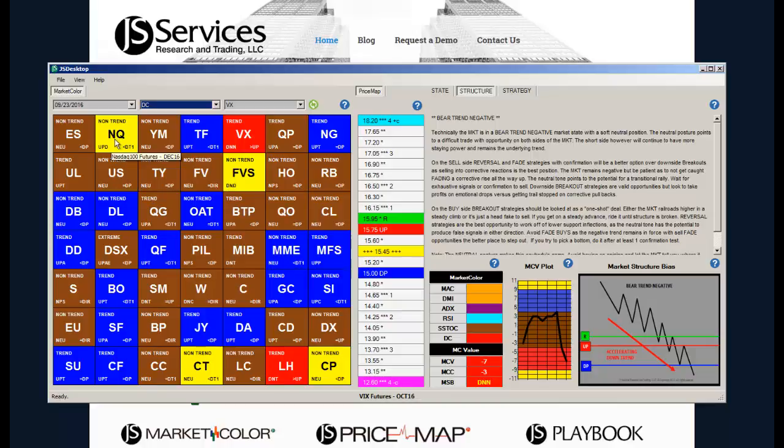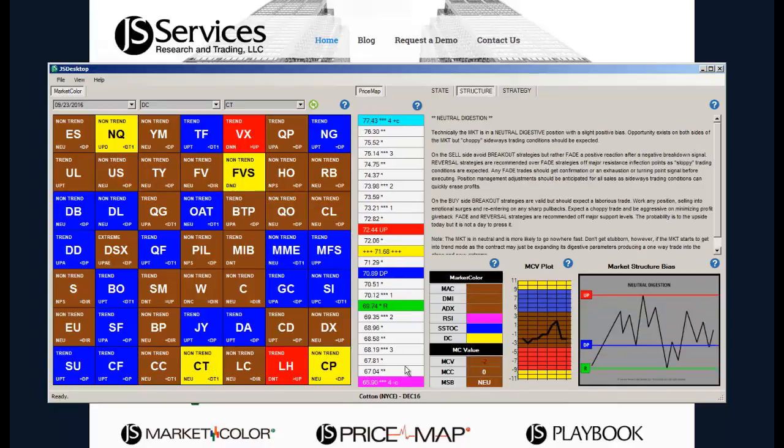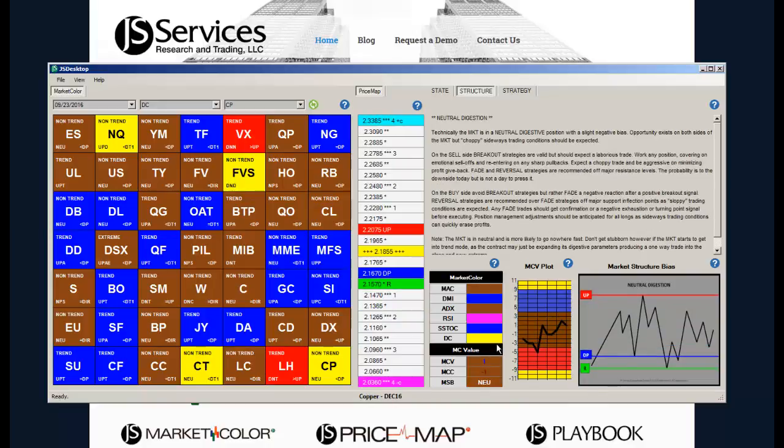So today we've got the Nasdaq, the cotton, copper, and the Euro Stoxx VIX. These are markets that have been really pushed to an extreme. So the Nasdaq was going to push to the upper extreme. We've got cotton that had a negative shift, and we have copper that had a positive shift.